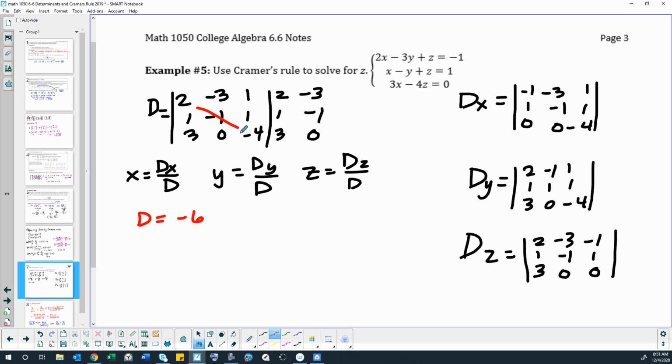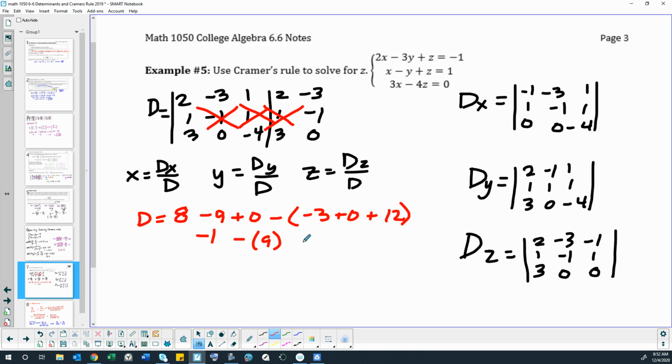-6. Wait, did I multiply that right? -2 and -4, that's +8. I'm going to make mistakes because I'm hurrying. Okay, so then we have -9 and 0. And then I have -3 and 0 and 12. So that would be -1 minus 9. So that's a -10.